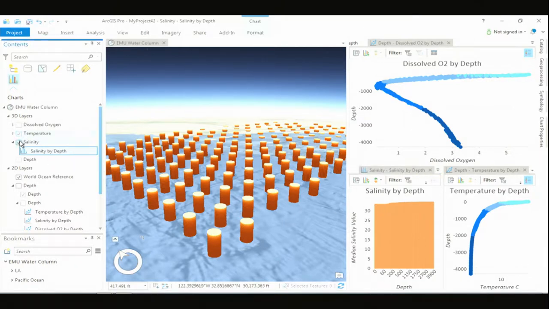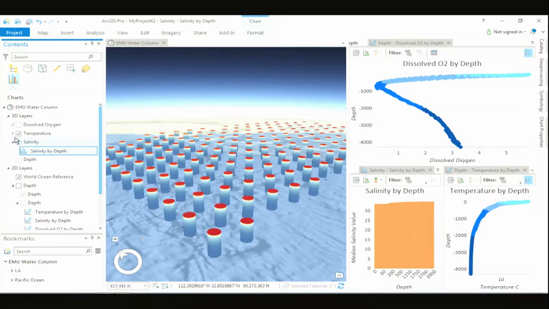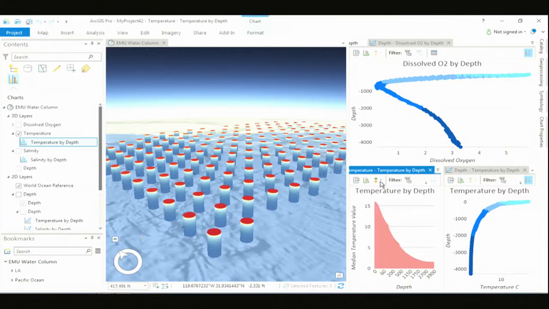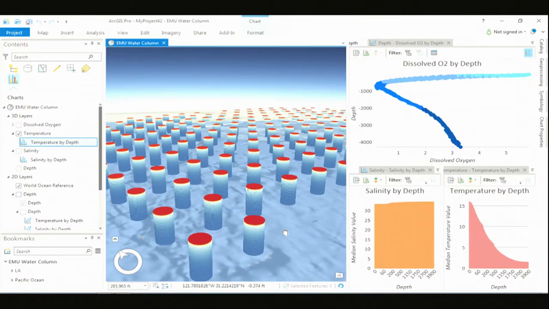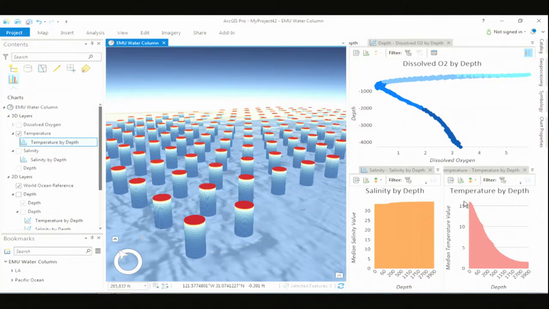Next, we'll take a look at temperature and how that varies. Again, that relationship we can confirm here with the highest temperatures near the surface. If I create another visualization for temperature here with this bar chart, we can see that the change is actually a lot more drastic than the change in salinity by depth. And I can actually interact with these charts as well. So I can select the highest temperatures and see where they fall on my map.